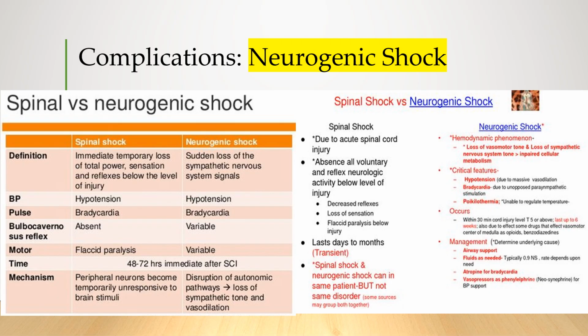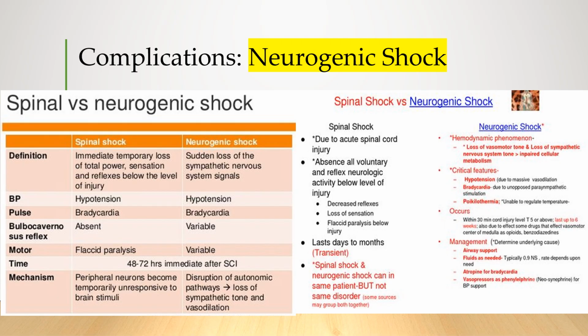All right, complications, spinal shock. So we talked about this a little bit ago, okay? The definition is immediate loss of total power. The sensation is that everything relaxes below the level of the injury, and so everything basically gives out, okay? When you have spinal shock, they can get hypotensive, they can get bradycardic. Their reflexes can be completely absent below the level of injury. They get flaccid paralysis below the level of injury.